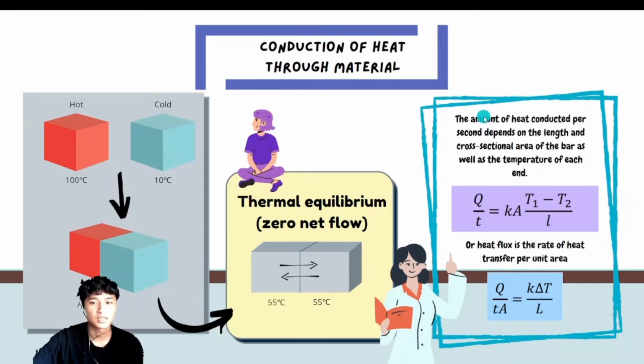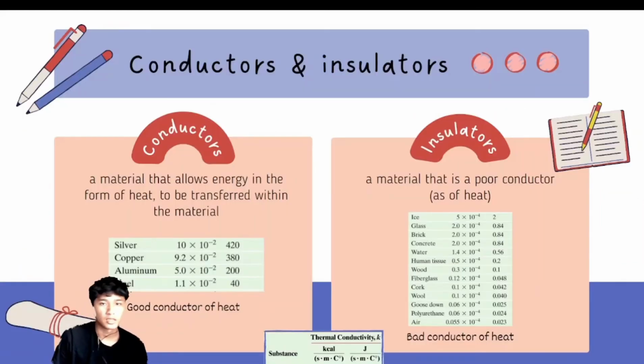Heat conducted per second depends on the length and cross-sectional area of the bars, as well as the temperature at each end. And we've got the formula here, which is Q over t equals k A (T1 minus T2) over L. I'm going to talk about the conductors and insulators.